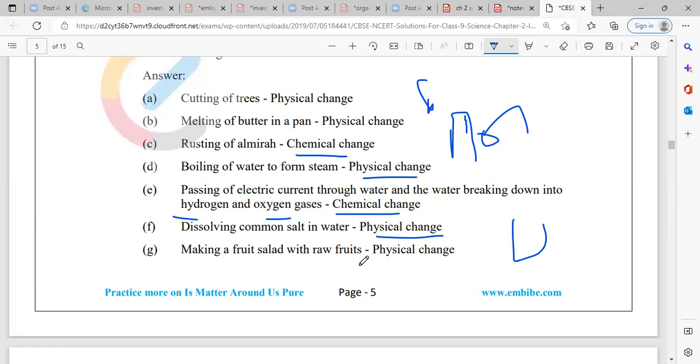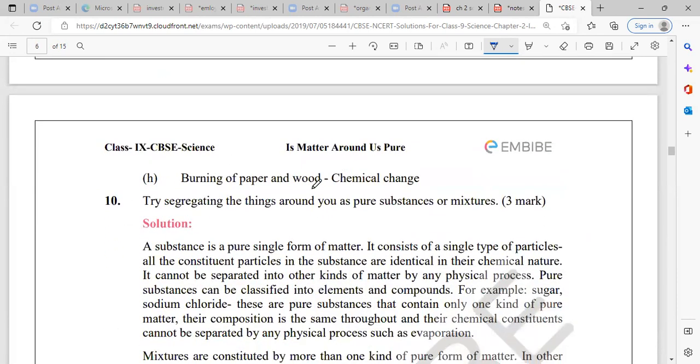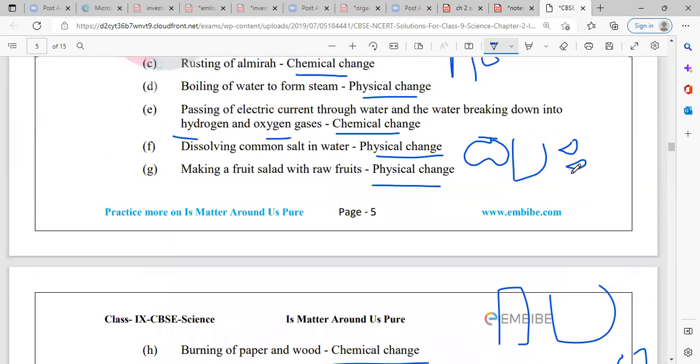Making a fruit salad with raw fruit is also a physical change because earlier, for example, your apple looked like this, right? But now physically, if you cut it down, it will look like this, right? The pieces. Clear? Then burning of paper and wood is a chemical change because once you burn the paper, right? And you burn the wood, of course they will turn into ashes. So it's a chemical process. Clear?